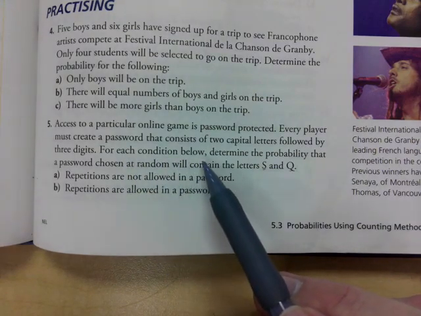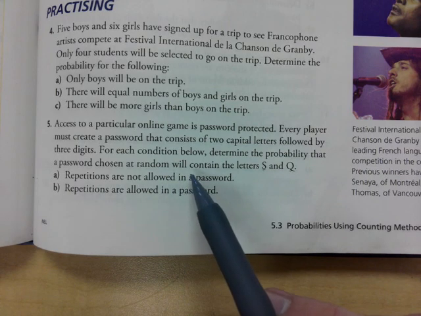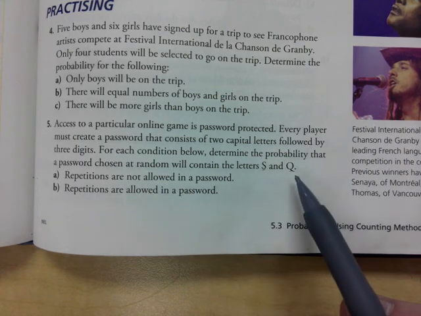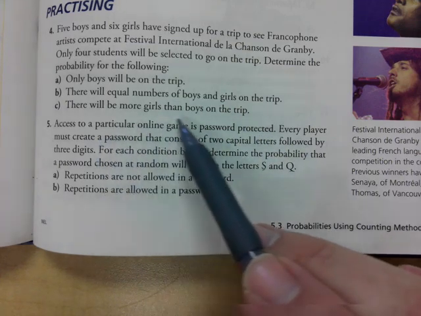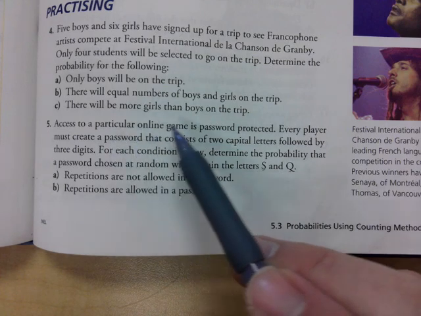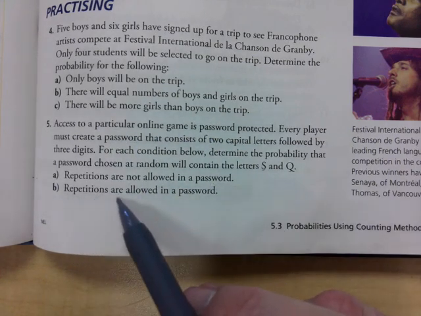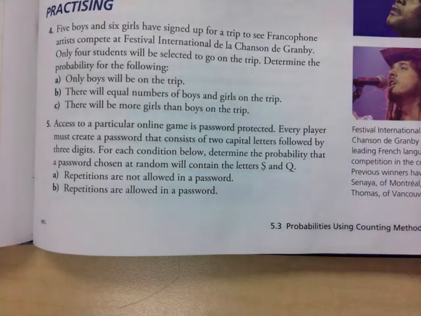For each of the following conditions below, determine the probability that a password chosen at random will contain letters S and Q, right? So this is basically setting up your universal, by the way. A, if repetitions are not allowed, and B, if repetitions were to be allowed. Okay, so we're going to consider both cases there. So let's figure this out.